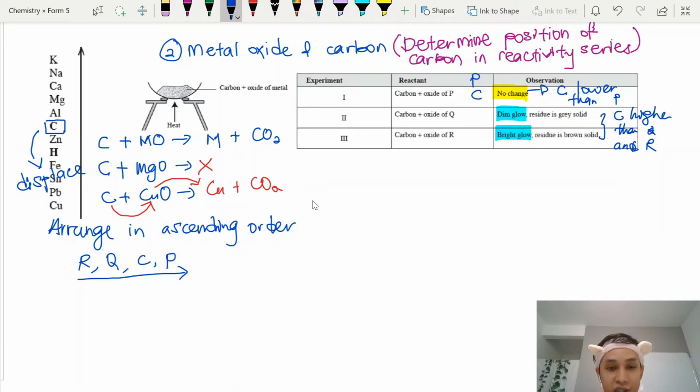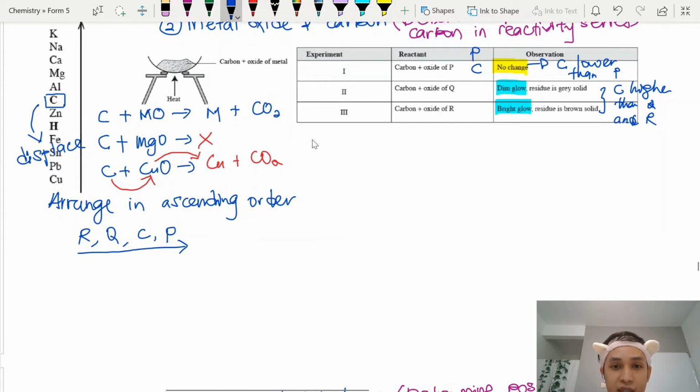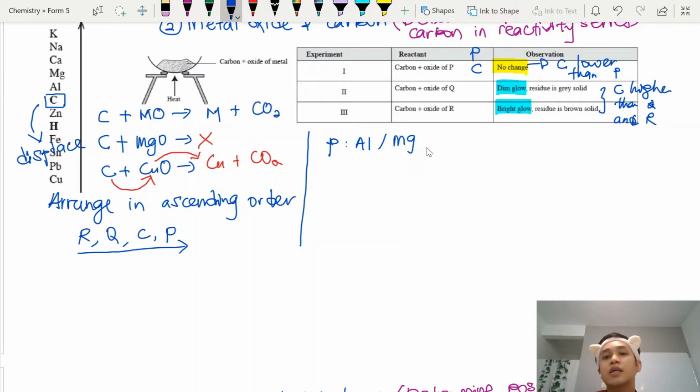Alright, now next question. As you know, they will ask you to suggest a name for P, Q, and R. Since I know that carbon is lower than P, meaning it is any of the metals which is higher than the carbon right here. So for P, you can put, doesn't matter, aluminium or magnesium also can, I think. Now for Q and R, it will depend on the observation at the back here, the color of the metal. So you need to remember the colors of the metal.